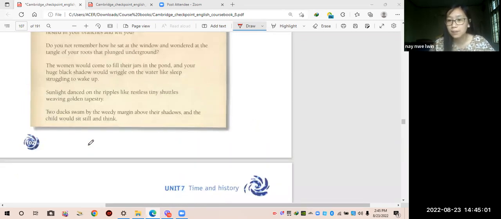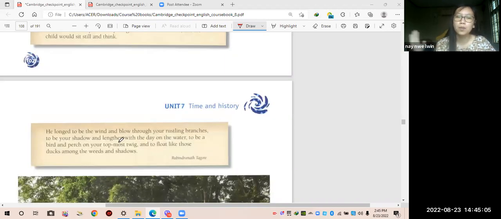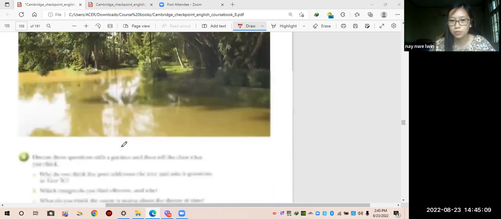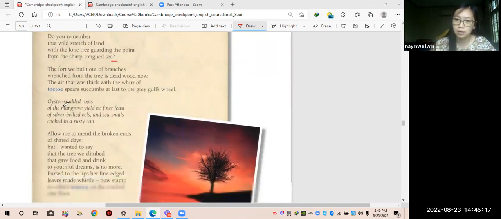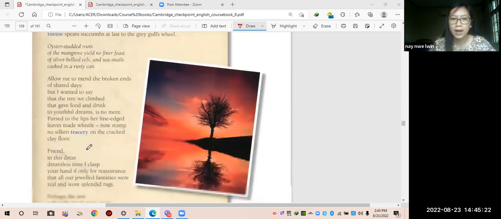Content is just about the banyan tree. That's your content, and the message. Now, for the friend poem, it's about friendship, a happy memory. That's the content. The hidden message is that she lost it by being shy.